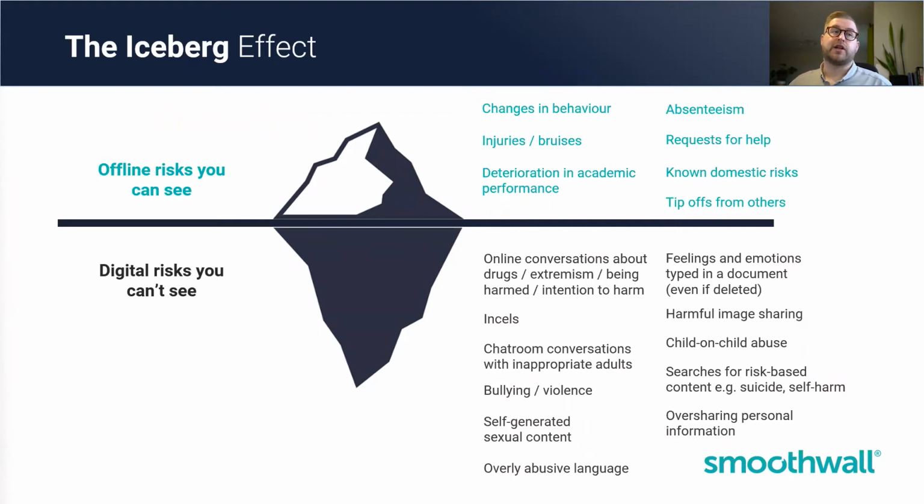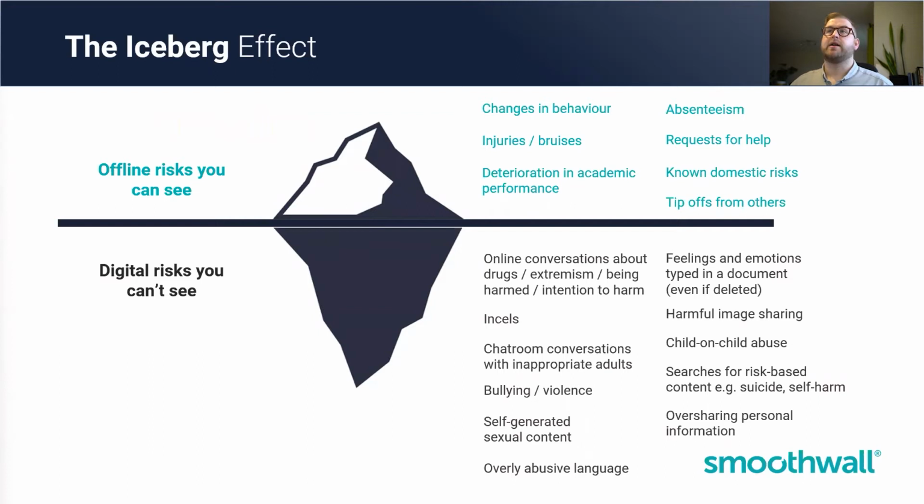We've got things like chat room conversations with inappropriate adults. We're seeing this on things like Discord and websites like Omegle, which are very high risk areas for this kind of inappropriate behavior. Online bullying and violence, again, this kind of child-on-child abuse that can happen.